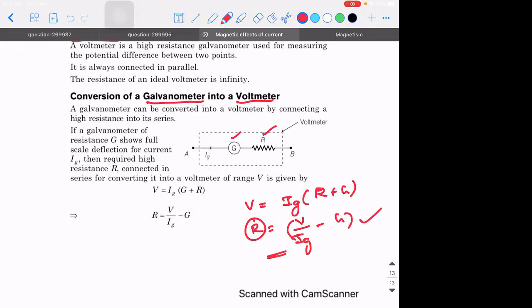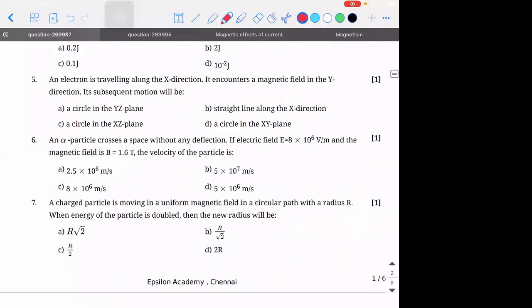So what I'm expecting is the derivations part, everything you have to take care of. If you have a doubt, you approach me. So let's do some problems.